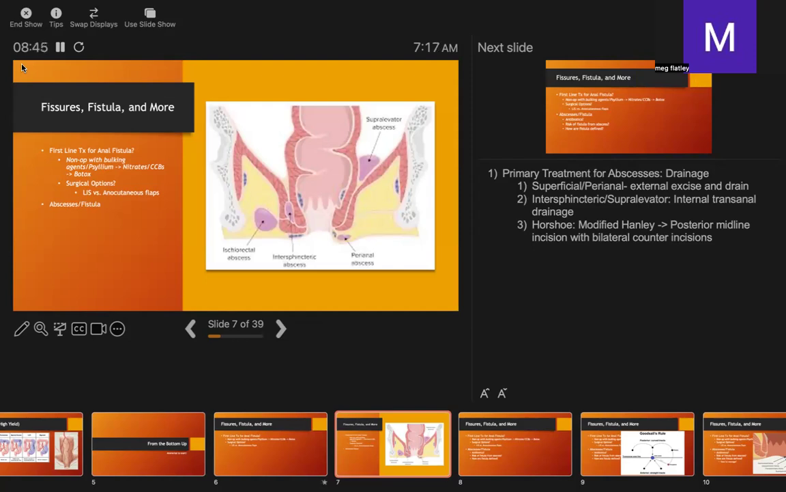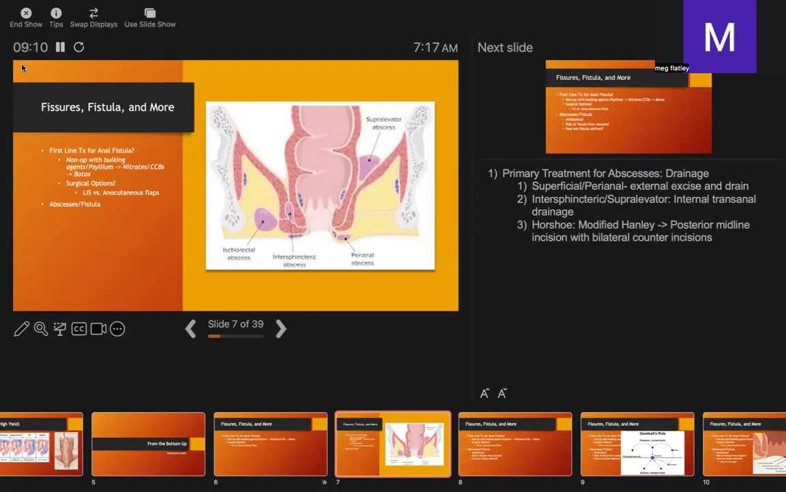What about an intersphincteric or supralevator? Yeah, so they say you should try and drain those internally, which makes sense, right? If you've got a supralevator abscess and it's all the way in the rectum, you should probably try to drain that internally as well. Same thing with your intersphincterics. That can be a technically hard thing to do in general, but you're palpating for fluctuance within the anal canal.